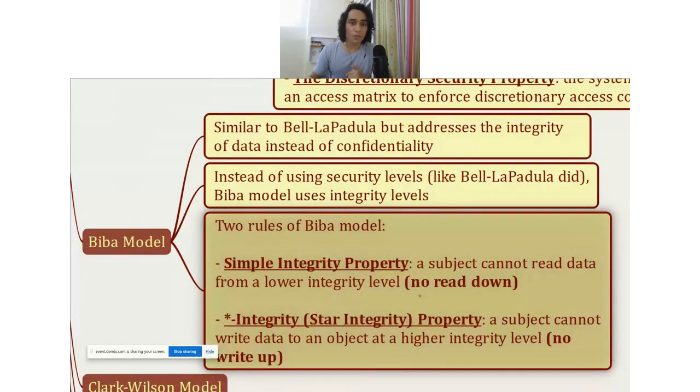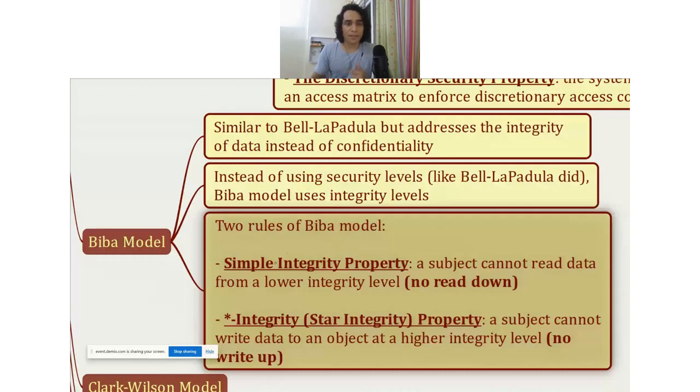No read down. Okay. And then the second is star integrity property, which says that a subject cannot write data to an object at a higher integrity level. Okay, no write up. So those are the two rules of Biba model.